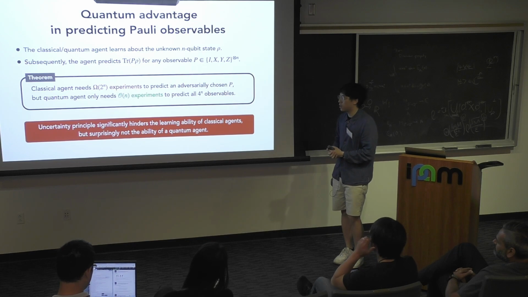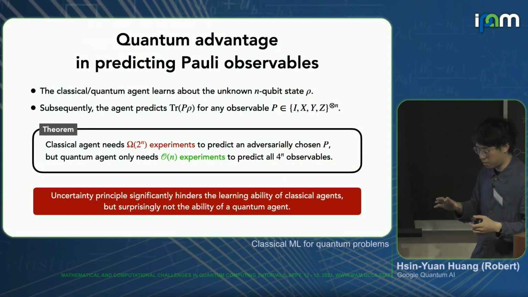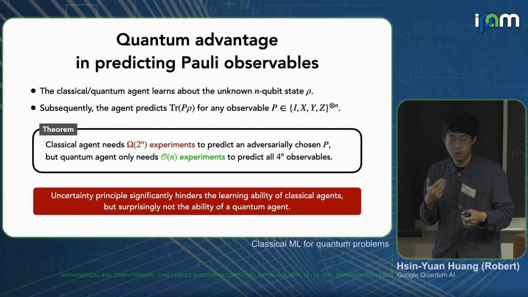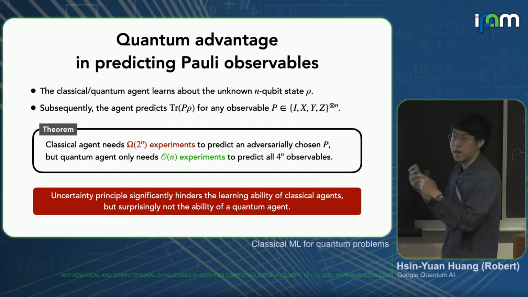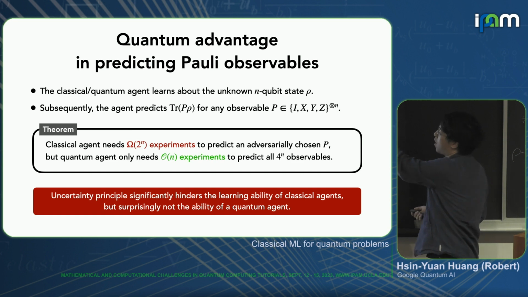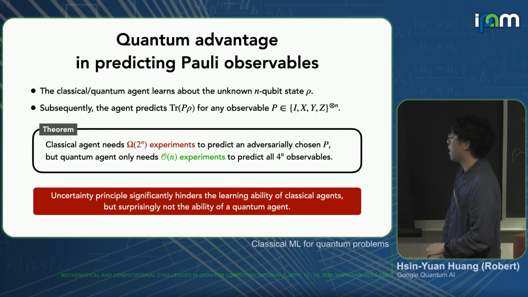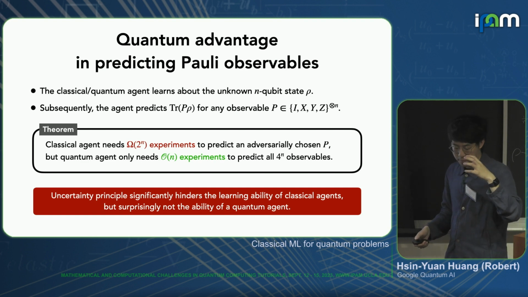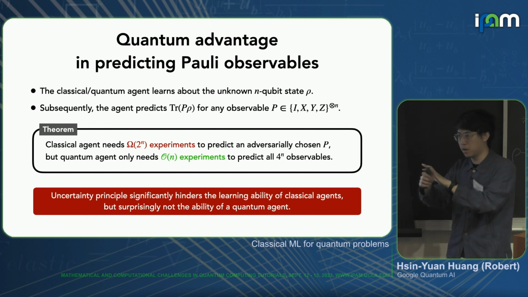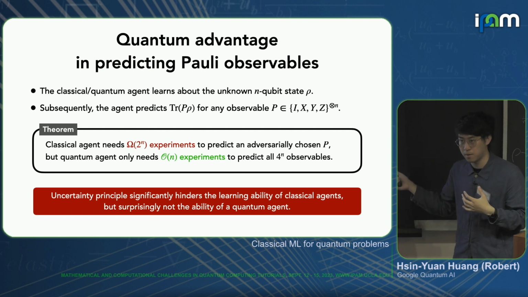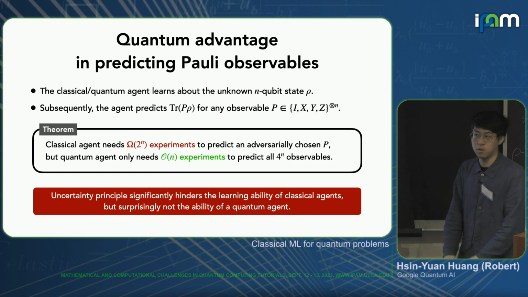The basic idea underlying the theorem is that the classical agent, because it can only perform measurements to get classical data, will be subject to the uncertainty principle. The thing about these Pauli observables is that they're highly incompatible with one another. X, Y, Z don't commute; they anti-commute. And that uncertainty principle significantly hinders the classical agent's ability. If it performs some experiments to get information about one Pauli observable, it will not be able to get information about a large number of other Paulis. So to get information, it really needs to perform a large number of experiments. That just comes from Heisenberg's uncertainty principle.